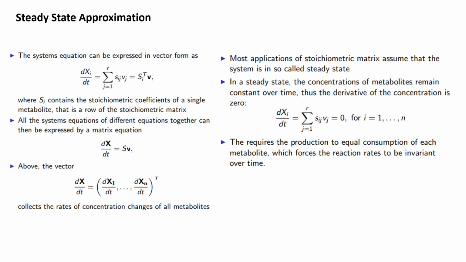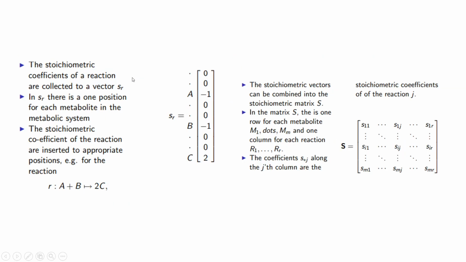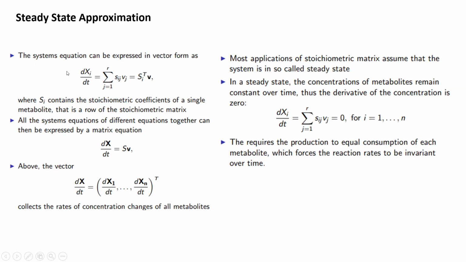So the result that you get will be n cross 1. This Si matrix is representing this matrix. The Si matrix contains all the stoichiometric coefficients of a single metabolite, that is, the row of the stoichiometric matrix, and the system of differential equations.